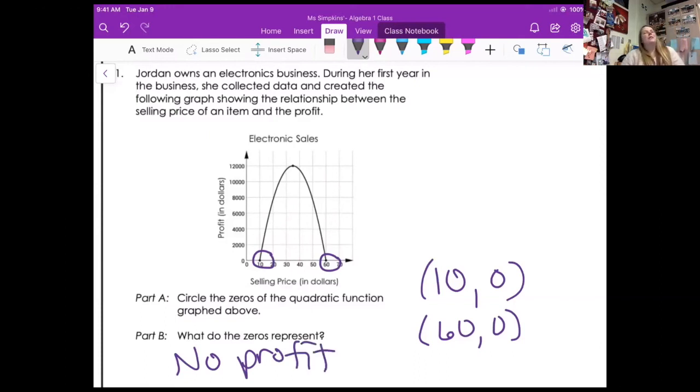So let's think about that. When you sell something for $10, it seems pretty cheap. Why would you not be making a profit? Because maybe that's how much you bought it for. Yeah, it could have been how much I bought it for, or how much I made it for. If I make a shirt for $10 and I sell it for $10, how much money is going in my pocket? Nothing. You're broke.